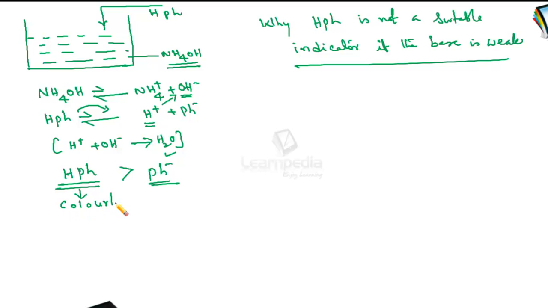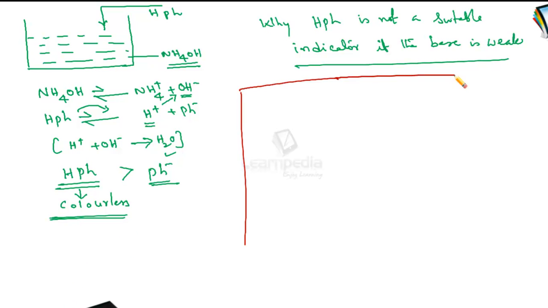So even when a drop of phenolphthalein is added to a weak base such as ammonium hydroxide, the solution still remains colorless. What we observed when it was sodium hydroxide, immediately the solution turned pink. But here there is no change. Hence we cannot use phenolphthalein as an indicator.